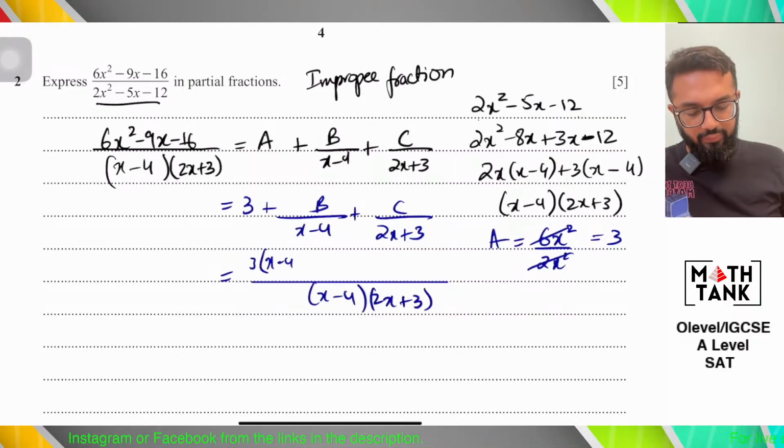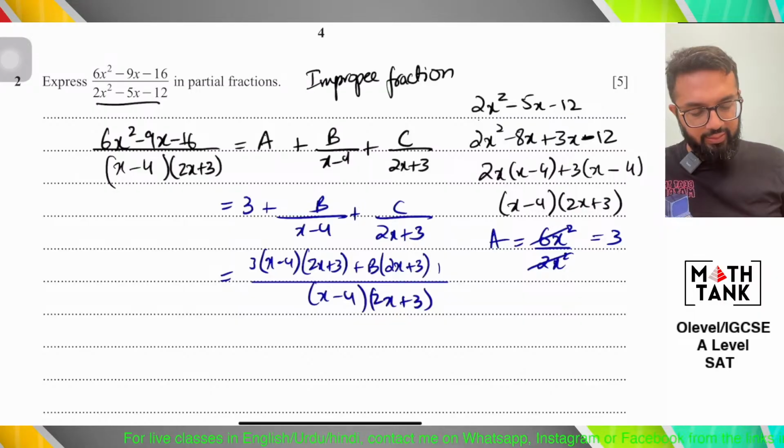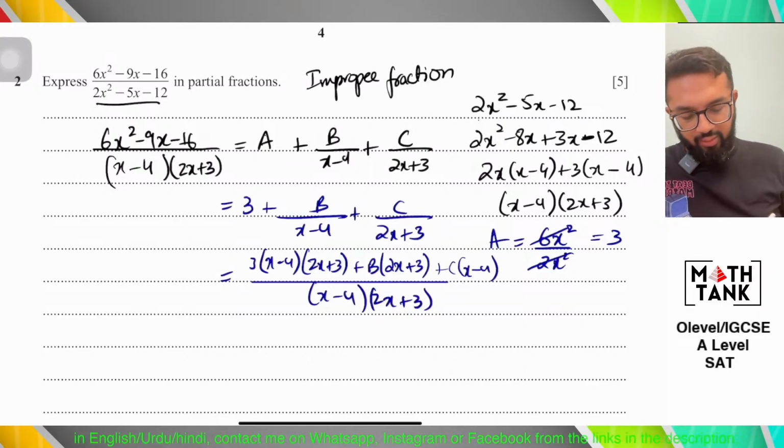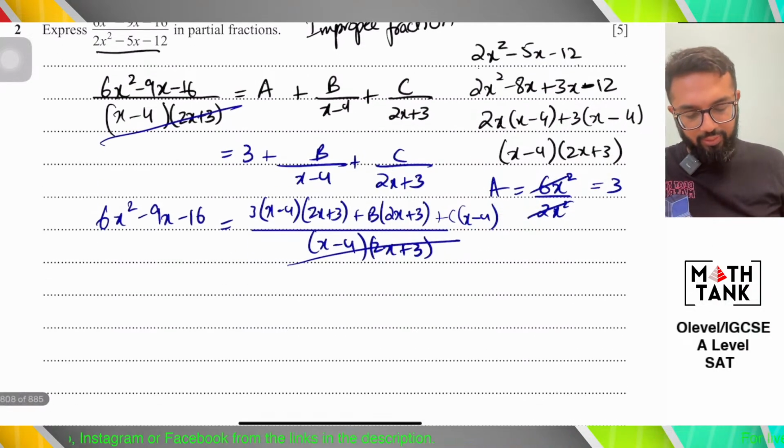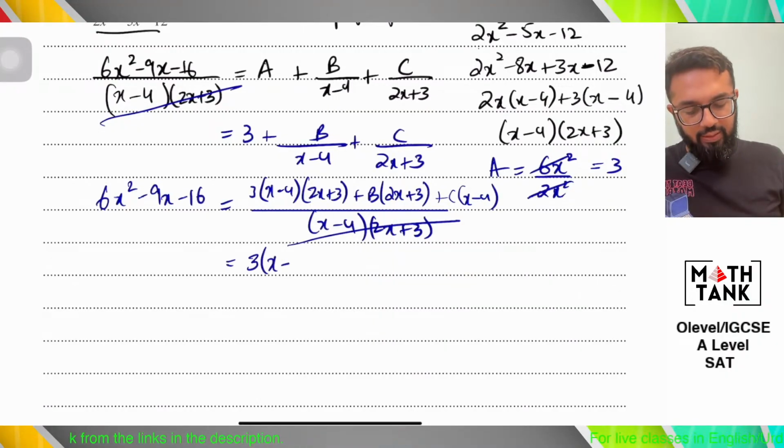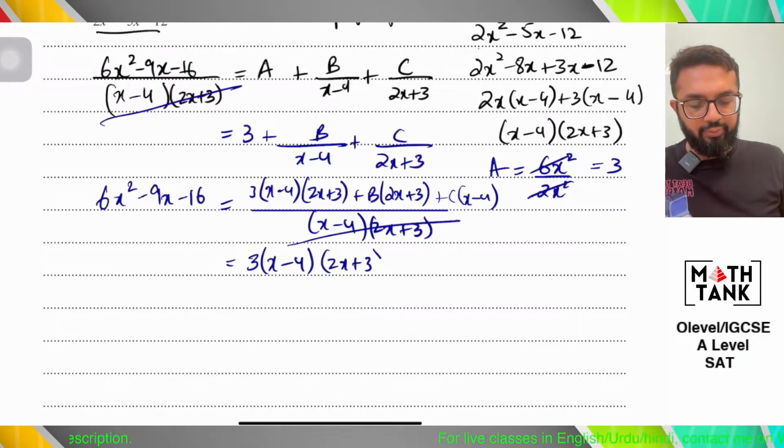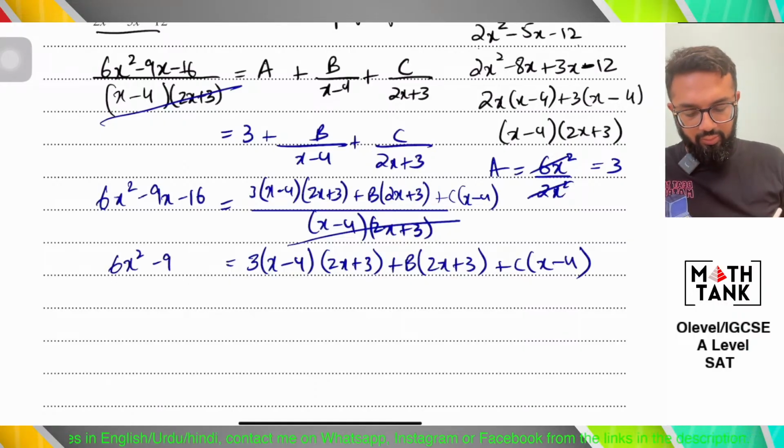3 x minus 4, b, minus 1 2x plus 3 plus b 2x plus 3 and c x minus 4. This should equal 6x square minus 9x minus 16. This and that cancel out. So I have this. I'm going to do a cover up method. Find out the partial fraction. So x is equals to 4.